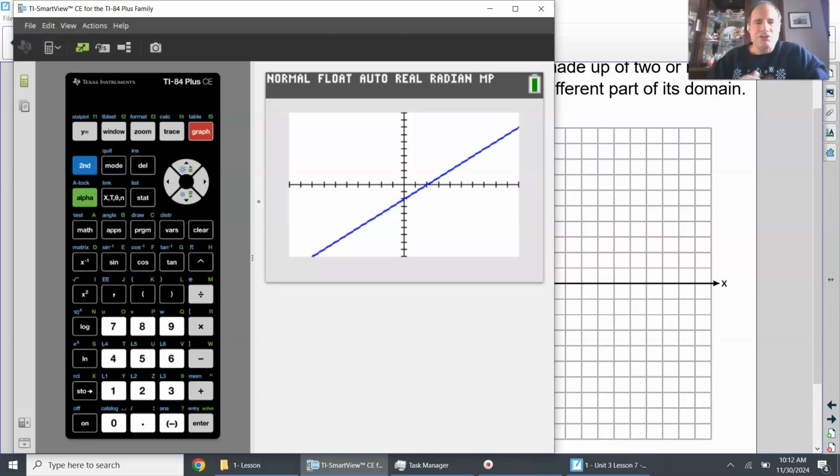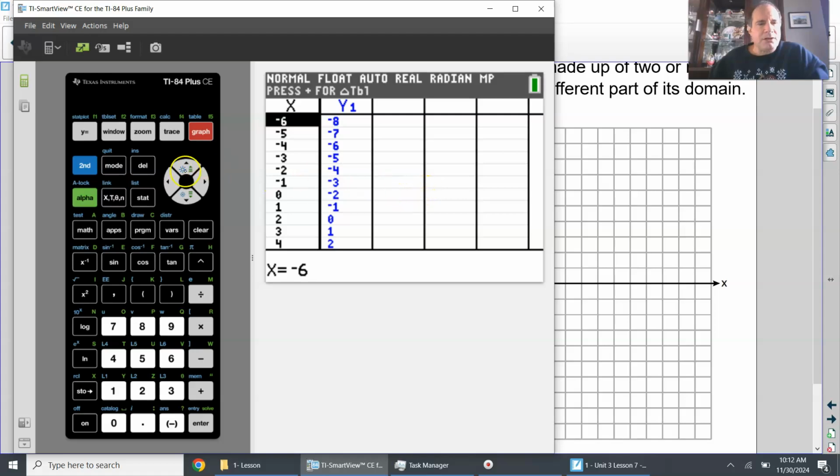So this is the graph of x minus 2. Makes sense. Has a slope of 1. It goes up, as in a constant rate. It crosses at -2. It rises 1, runs 1. So taking a look at this, I'm going to go to second function table. And I'm going to look at the table.